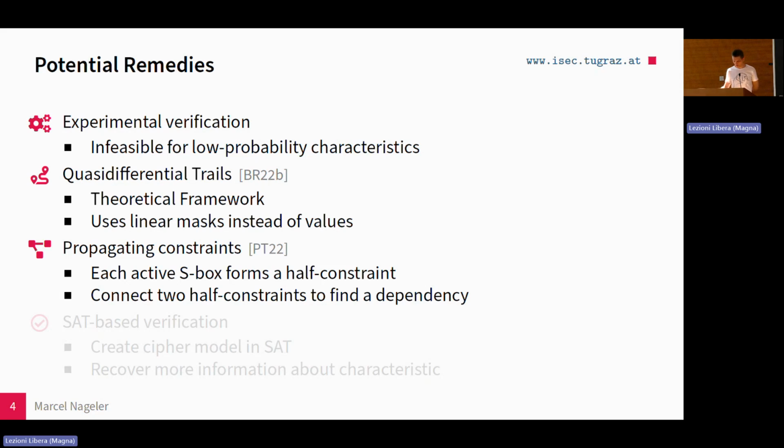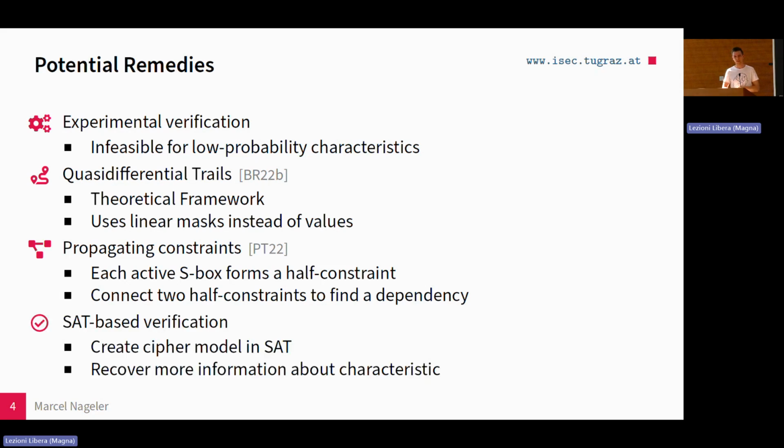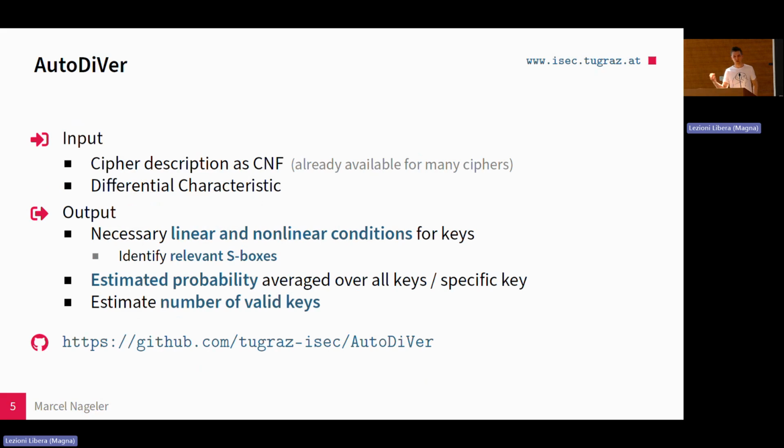And in this work, we approach this problem from a computational angle using SAT solvers. And our idea is to create a cipher model as a CNF, as a conjunctive normal form formula for a SAT solver, and then use this formula to recover some information about the characteristics, like for what keys is this characteristic possible, what is the expected differential probability, and things like this. So for this, we propose AutoDiver.